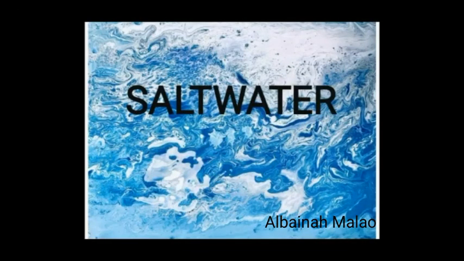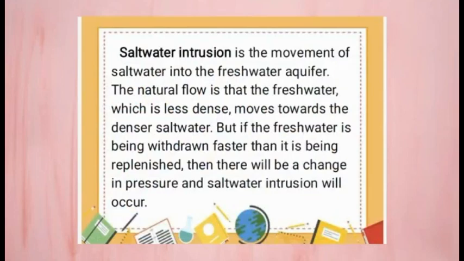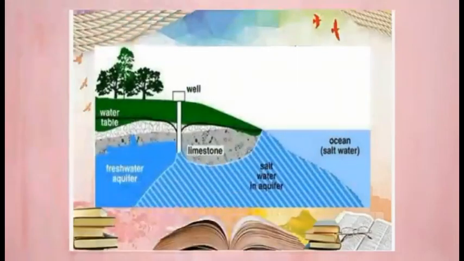Salt water. In a coastal area where there is an interaction between the salt water and fresh water, salt water intrusion is one of the hazards that are evident in that area. Salt water intrusion is the movement of salt water into the freshwater aquifer. The natural flow is that the fresh water, which is less dense, moves towards the denser salt water. But if the fresh water is being withdrawn faster than it is being replenished, then there will be a change in pressure and salt water intrusion will occur.